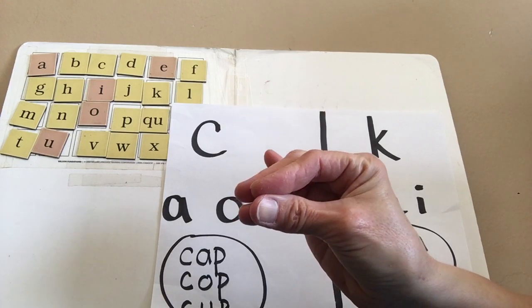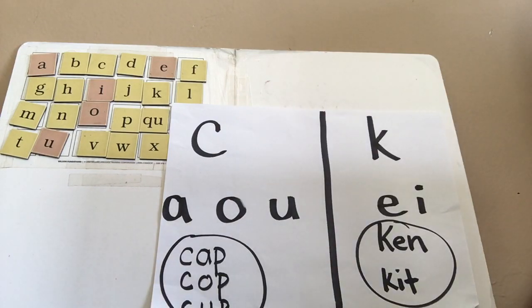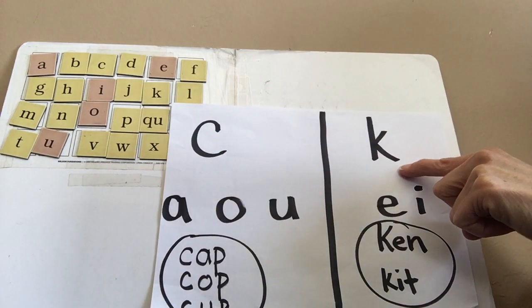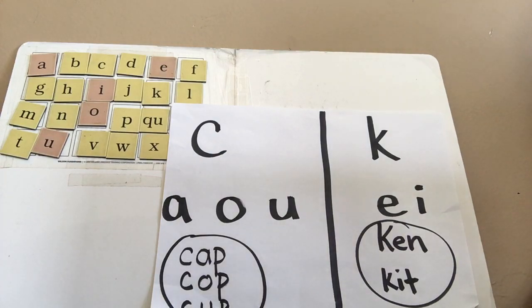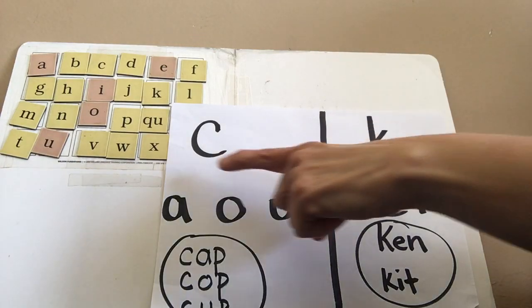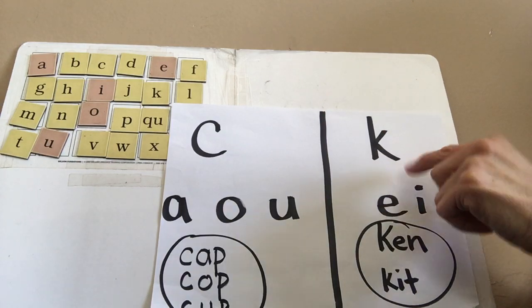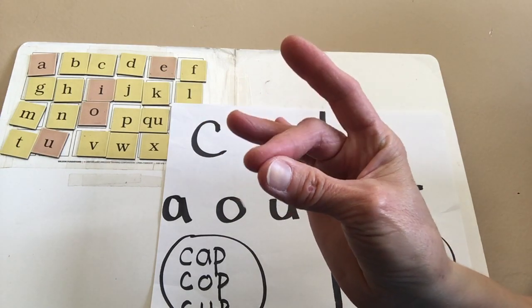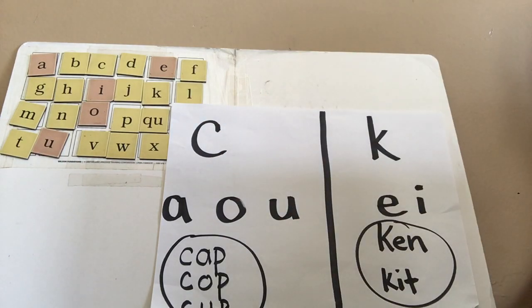K-ed. Ked. Well, what's the beginning sound? That's right, it's K. And we know K can be C or K. We need to listen to the vowel sound to know whether we use a C or a K. So let's do it again and listen for that vowel sound. Ready? Go. K-e. What was the vowel sound? That's right. It was E.